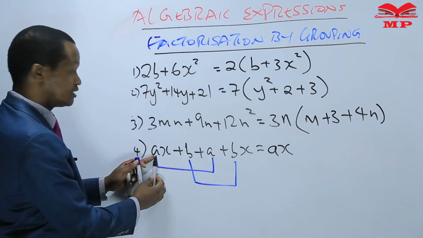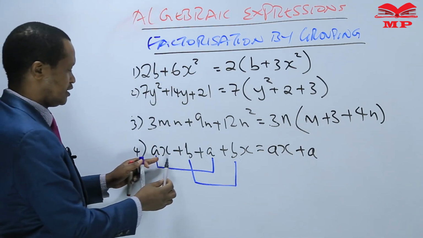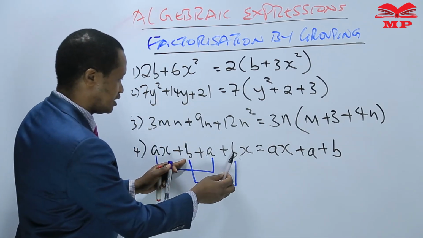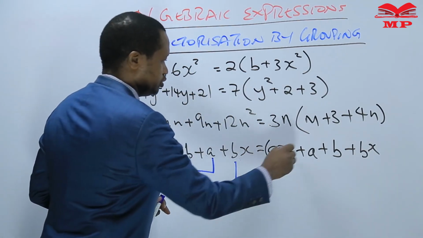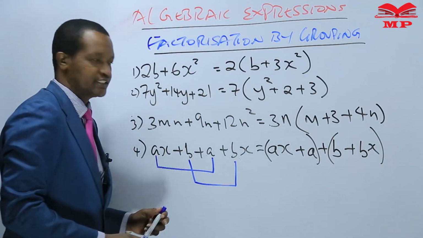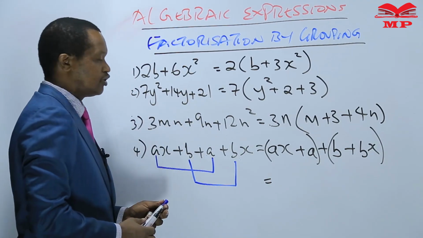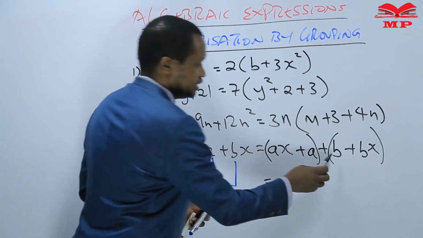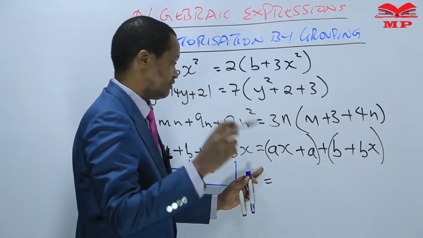ax. This ax, I'll group it with a. Then I'll have b plus bx. So these ones we group pairwise. We pair the terms so that those that have common factors are put together. This one is common with this. b is common here, and is also common here. So after grouping, we can now go ahead and factorize.